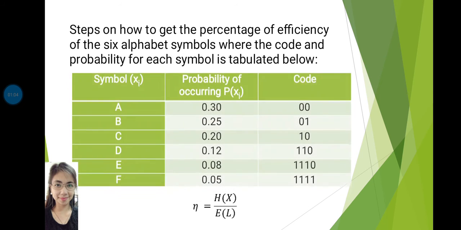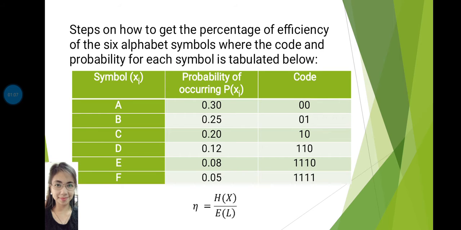Here are the steps on how to get the percentage of efficiency of the 6 alphabet symbols such as A, B, C, D, E, and F, where the codes can be located in the third column. So the code of A is 00, the code of B is 01, so on and so forth until it reaches the last row. We have the F code is 1111. So the probability of occurring of A is 0.30, B is 0.25, so on and so forth.